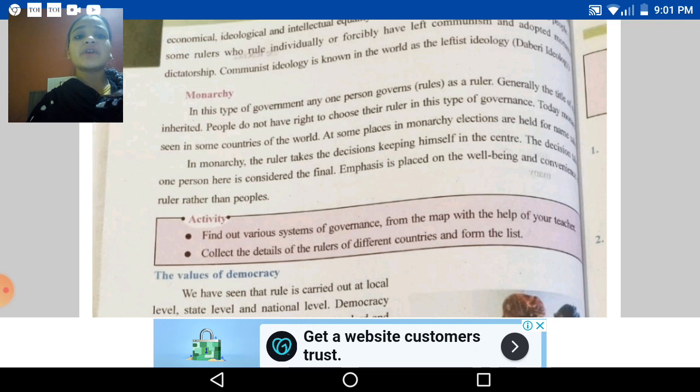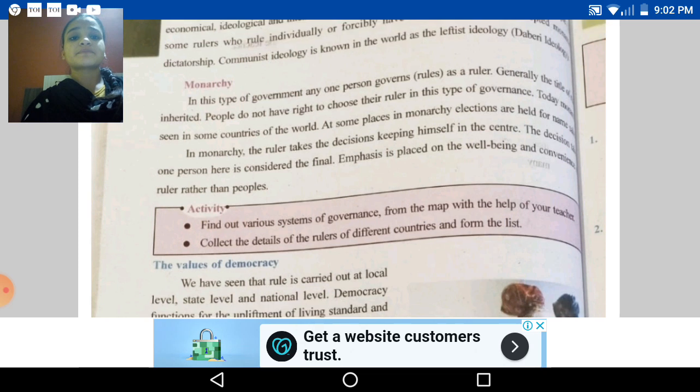The decision of one person here is considered final. Emphasis is placed on the well-being and convenience of the ruler rather than the people's. Here, well-being and convenience means if this ruler is doing great work, then they will check. People's consideration is not taken, but the ruler's consideration is taken. Okay, so these are the types of government. We completed the third, monarchy.